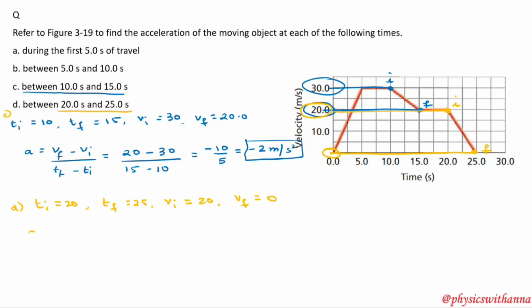So acceleration A is V final minus V initial over T final minus T initial, which is 0 minus 20 over 25 minus 20. That gives you negative 20 over 5, which is negative 4 meter per second squared.